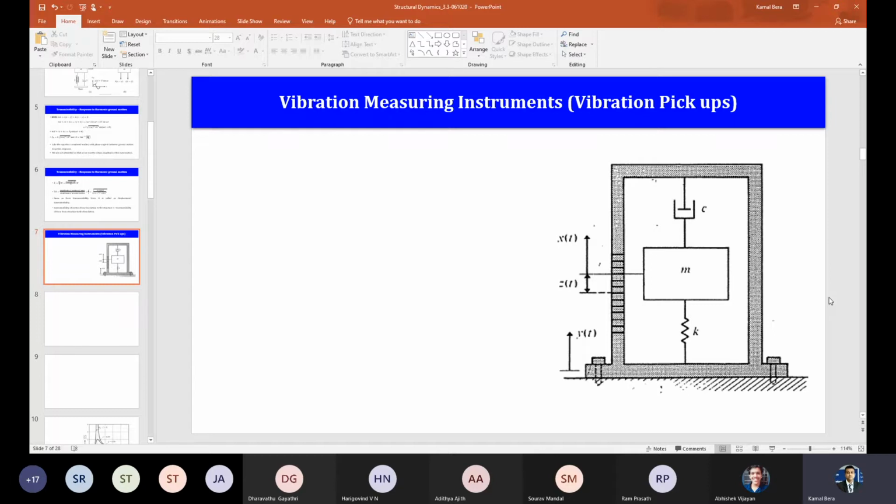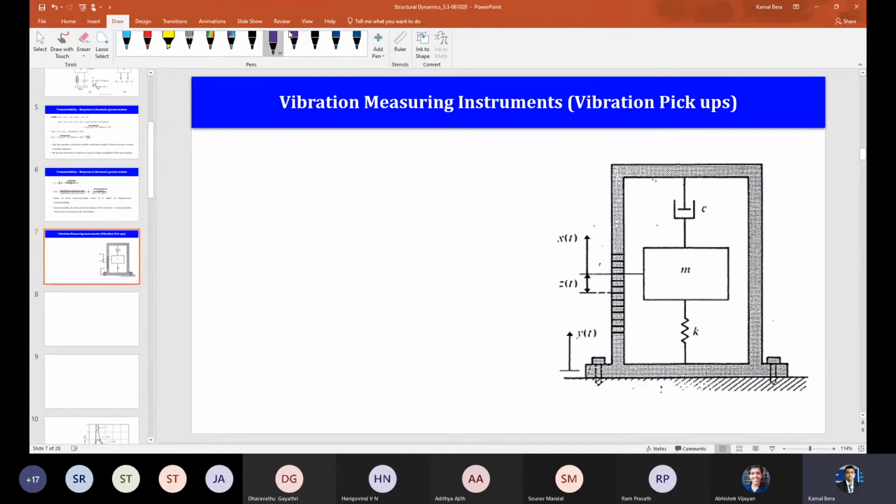The schematic diagram of the instrument is shown here. This is a casing, you can say a concrete casing or steel casing, and it is rigidly encased with the ground, so that when the ground moves, the outside casing also moves by the same amount. It is rigidly attached to the ground with some foundation or whatever. Inside the casing there is a mass spring dashpot system. So C is the viscous damping, K is the stiffness, and M is the mass of that block.